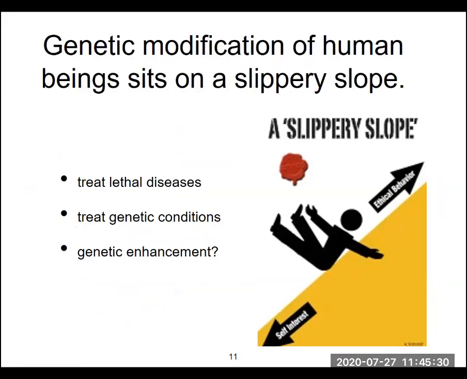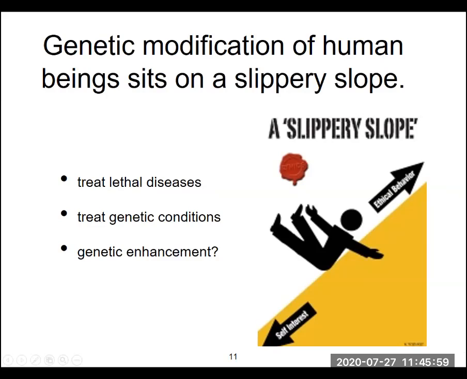The other question is, if we're going to be doing this genetic modification of human beings, we're really on a slippery slope. There may be something over here that's going to be really important to do. We're going to treat a lethal disease, and that's good. You want to eliminate disease from society. You want to eliminate suffering. We'll talk about the ethical models associated with that. And so if we treat these lethal diseases, that may be pretty good.